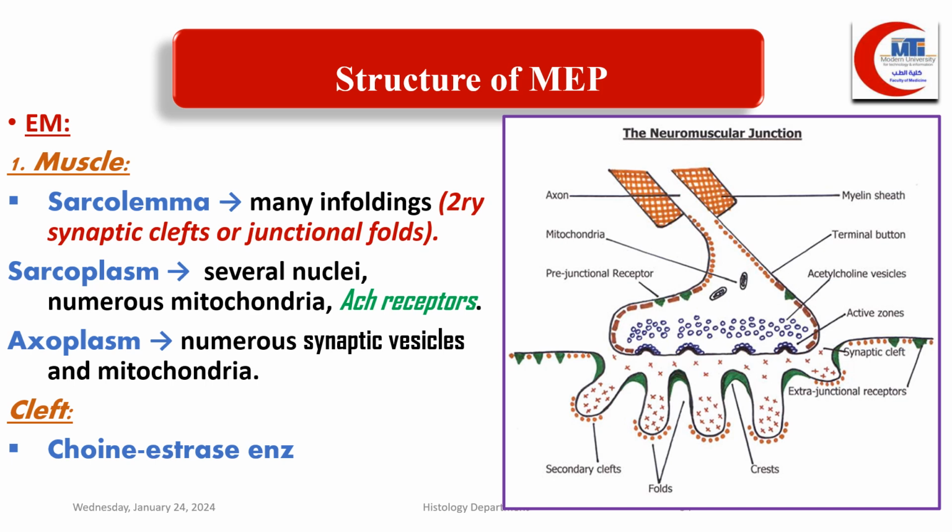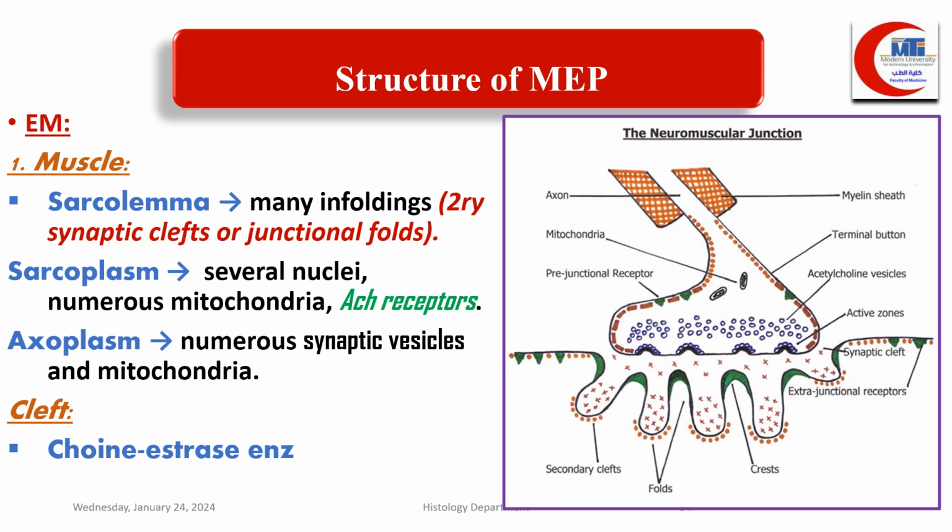There is a space between the axon and the muscle, which is called the cleft. I can see that the muscle side is folded up and down. These folds are called junctional folds. So the sarcolemma, or cell membrane of the muscle fibers, has many enfoldings. These are the secondary synaptic clefts or junctional folds.